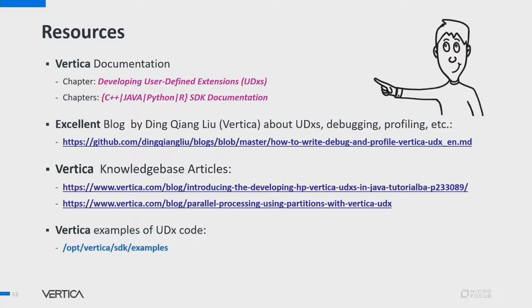And what are the resources where you can find very useful information when you are creating your user-defined extension? First of all, the documentation. There are two chapters where you can find the necessary information. Also, you can find examples in the Vertica SDK examples directory. But what I recommend very much is to first of all look at the blog of my colleague from Vertica about UDXs, debugging, profiling, and so on. You have the link here. It's on GitHub. And also, you can find very useful information in the Vertica knowledge base. There are a couple of articles on how to create different types of UDXs with some scenarios and additional explanation, and I think that you will find them useful.